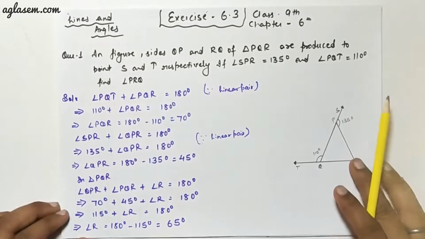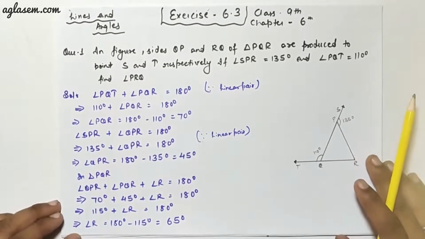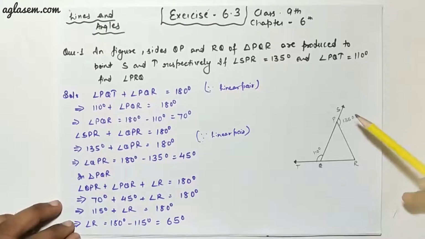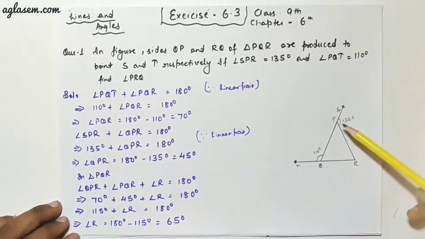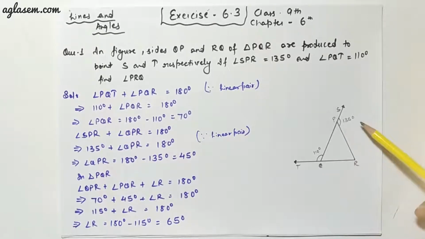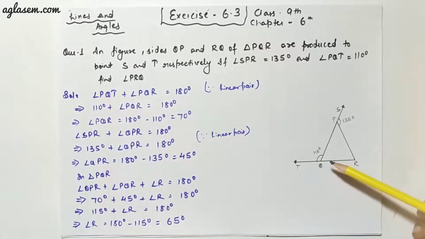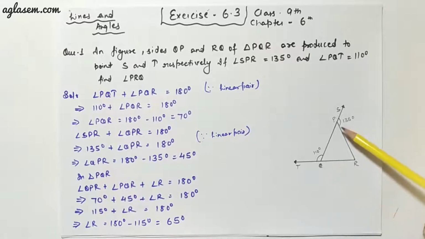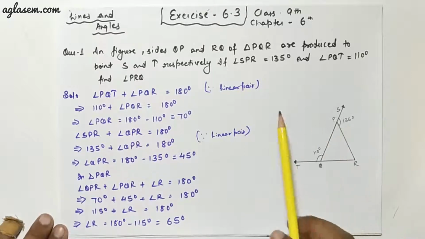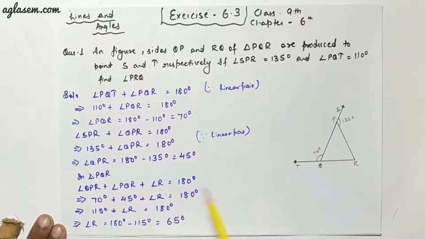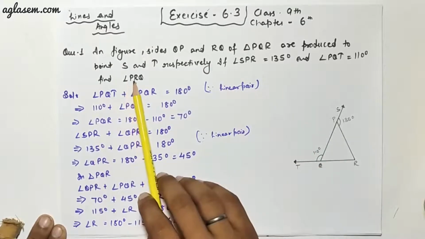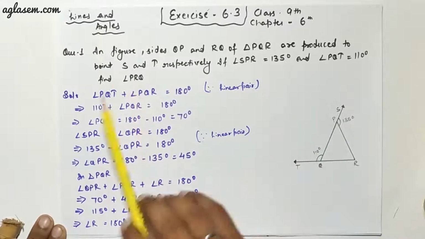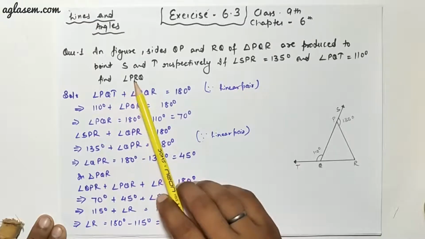So let's start with the first question, which says: in the figure, sides QP and RQ of triangle PQR are produced to points S and T respectively. If angle SPR is equal to 135 degrees and angle PQT is equal to 110 degrees, find angle PRQ. So we have to find angle PRQ.